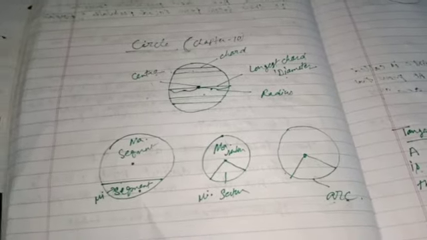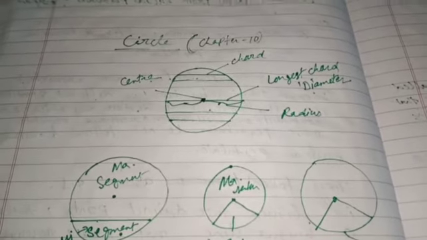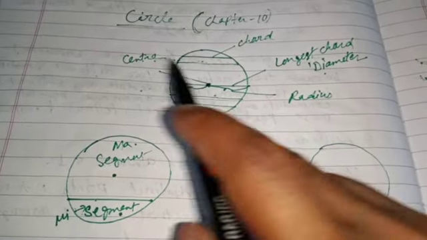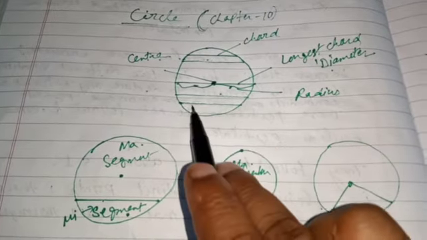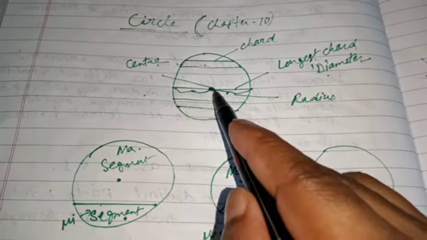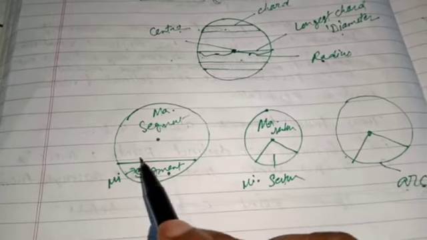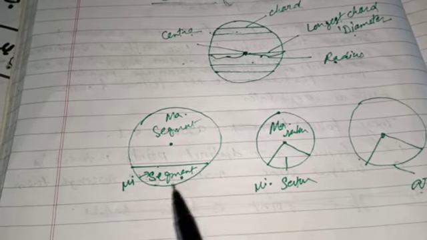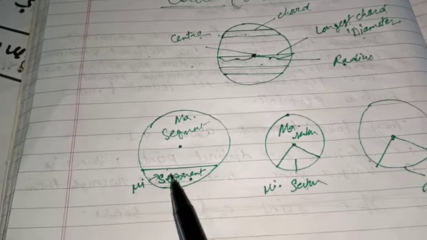We'll start circle, chapter 10. See, these things you know already, but I want to remind you once again. Draw a circle. This is called the center. This is called a chord. You can draw so many chords here also. The longest chord which passes through the center is called the diameter, and half of this diameter is called what? Radius. Okay. Then this is a chord, and this chord and this arc. This is an arc. So this part is called a segment, and this is called the minor segment, and this is the major segment.